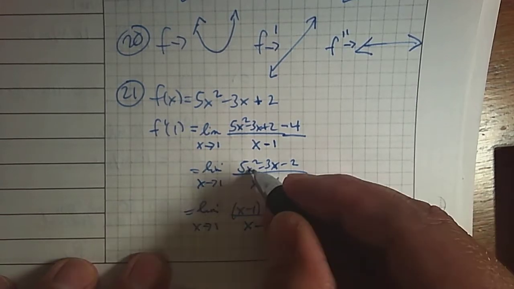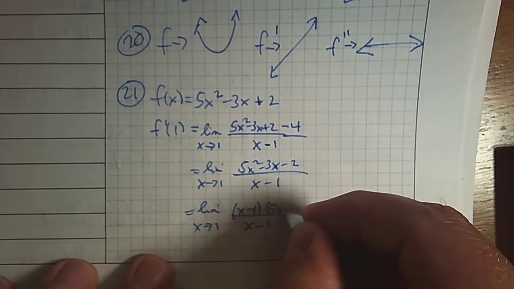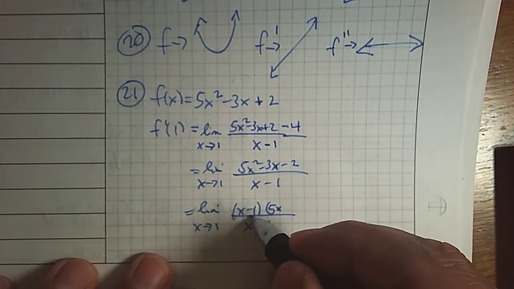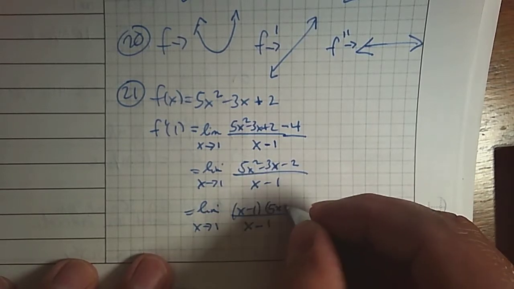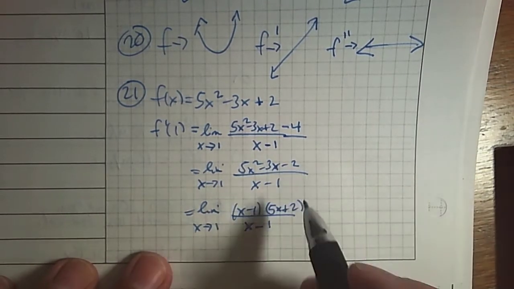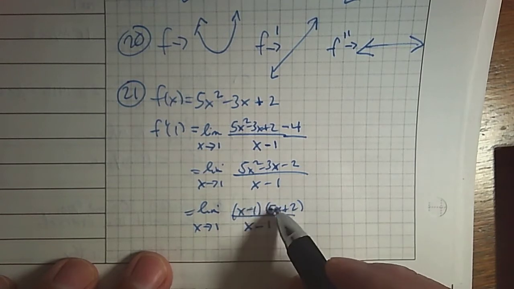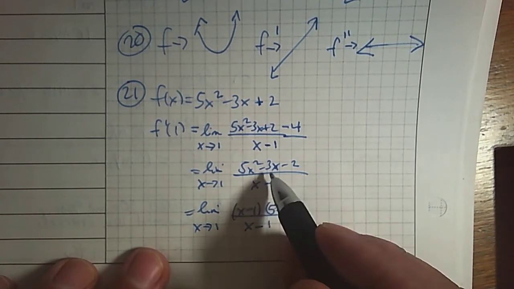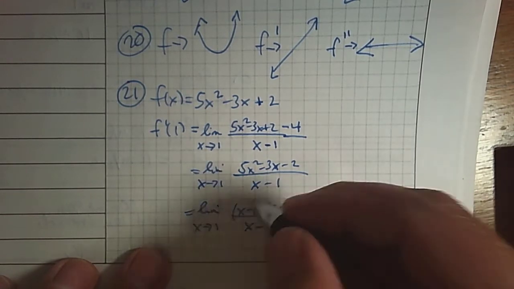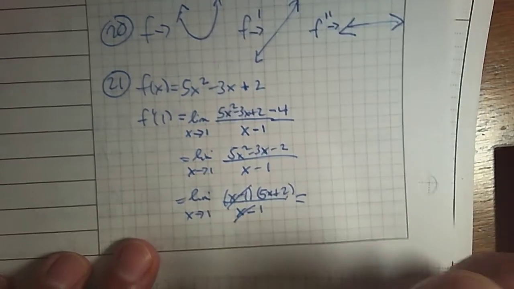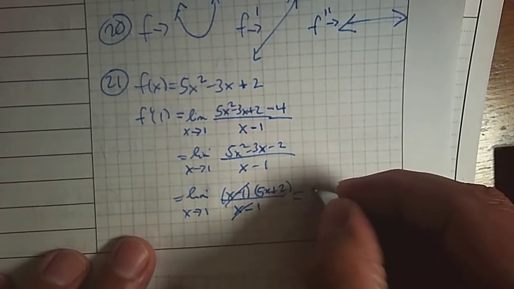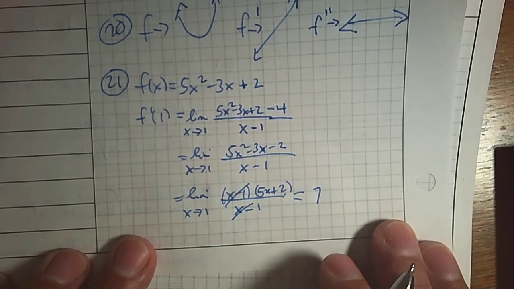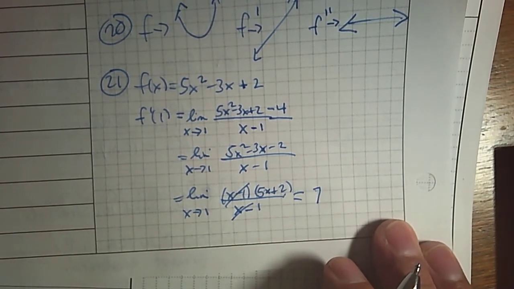So x times what is 5x squared? That's 5x. Negative 1 times what is negative 2? That's plus 2. Now make sure that works. That's negative 5 plus 2. That's minus 3. It totally works. They divide out. Now plug in 1, and you get your answer. So the derivative at 1 for that, the answer is 7. All right, 22.